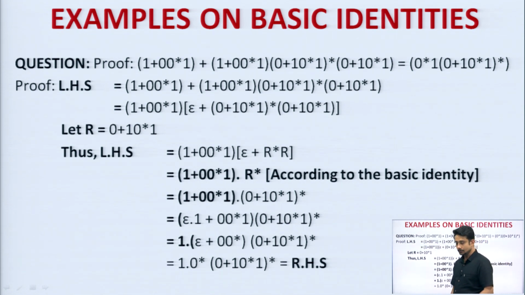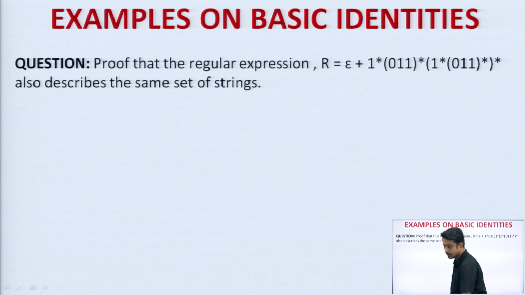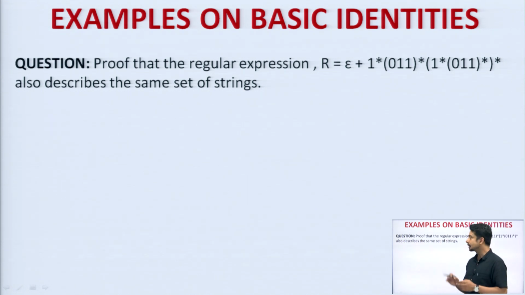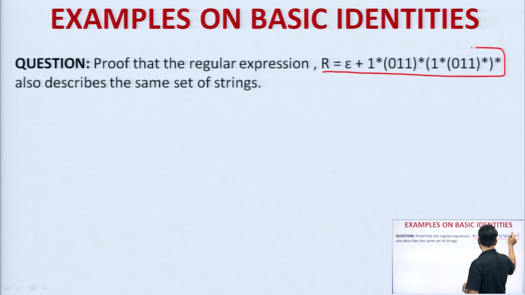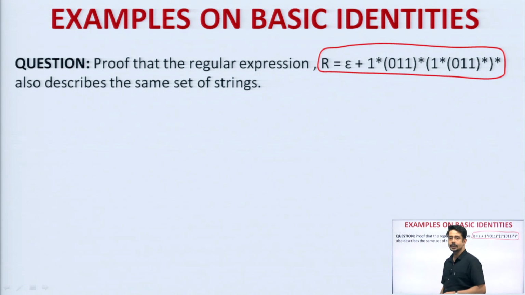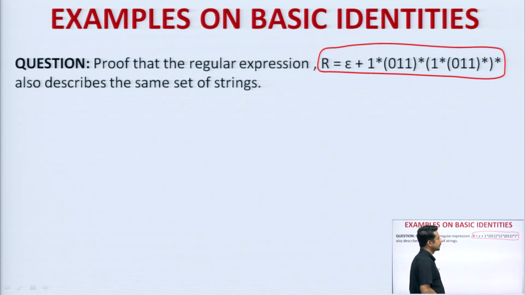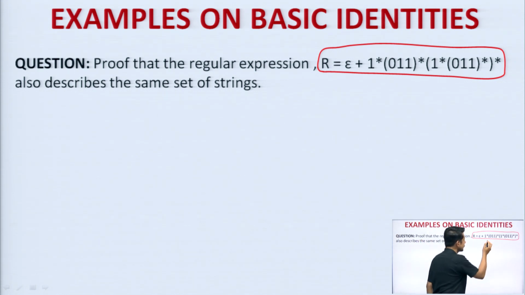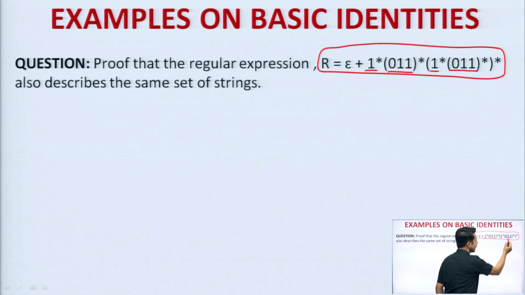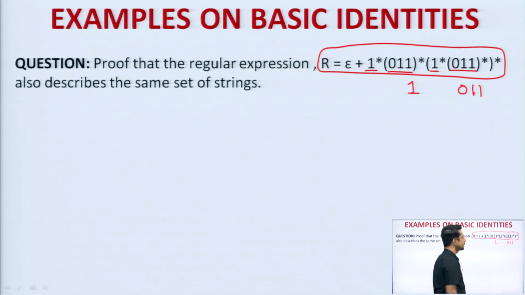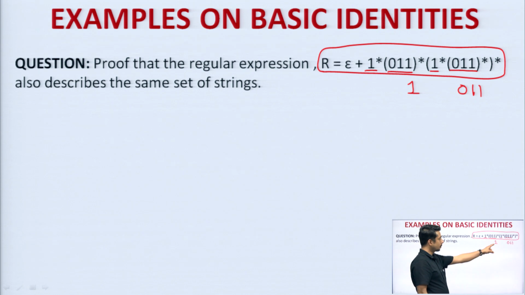Okay. Now, coming to the next question. The next question says something a little bit different, but somehow you will be able to do it. It says: prove that the regular expression r equals this one also describes the same set of strings. Same set of strings. Okay. Now, we are talking not about a particular alphabet, we are talking about strings. If you look into the strings, we have 1 as a common string, correct, and 0 1 1 as a common string, correct. So, I have 1 and 0 1 1. Somehow I need a final expression which comprises only this after simplifying. Okay. So, this is the general approach of this question.